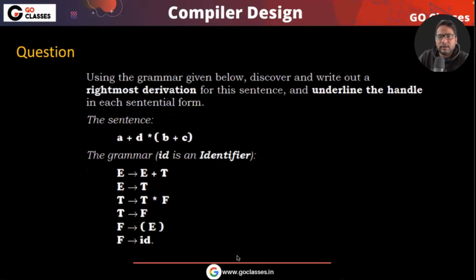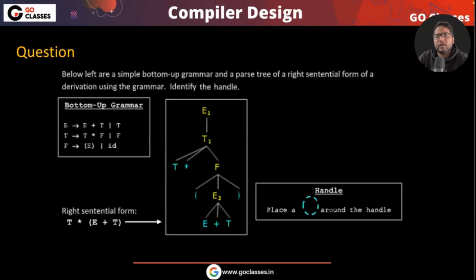You can do it as a homework, right? So now again here also they are saying that you need to underline the handle in each right sentence form. So again, that is doable. Okay. So again, you can do this as a homework. Now let's see this question.